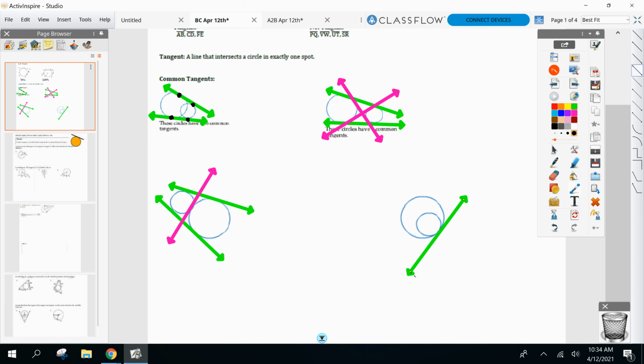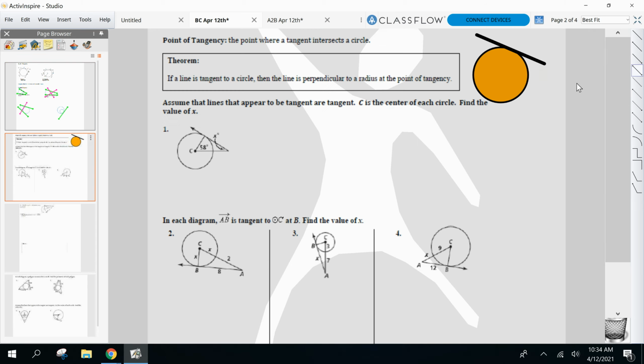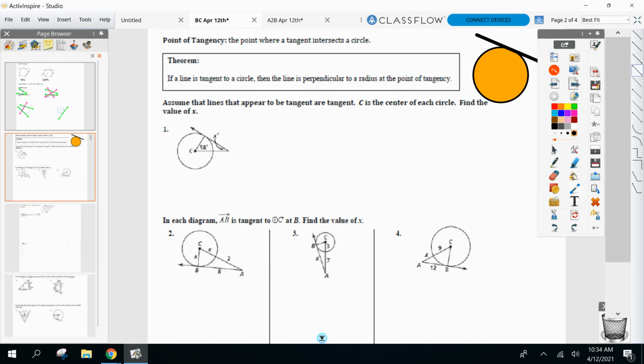All right, now to our first theorem, our first fact about tangents today. Here's what I need you to do. I need you to draw a circle for me right next to this theorem. Draw a circle and any line, make any line tangent to it.